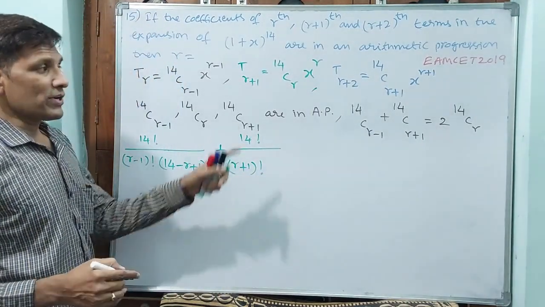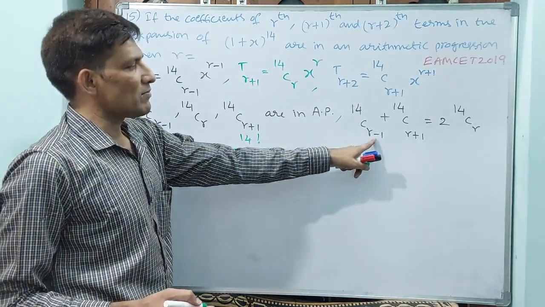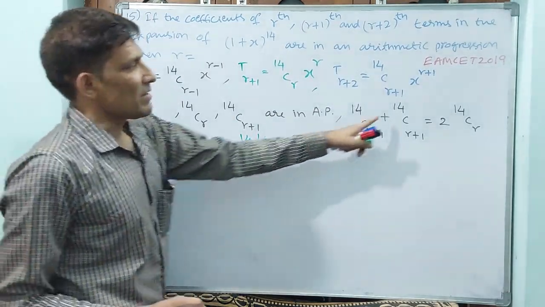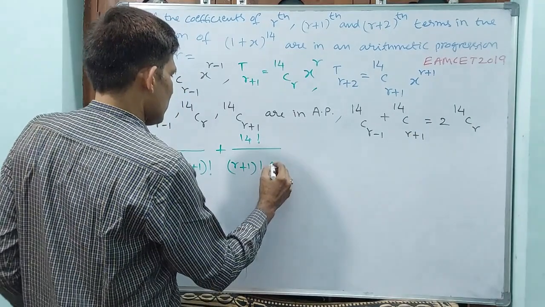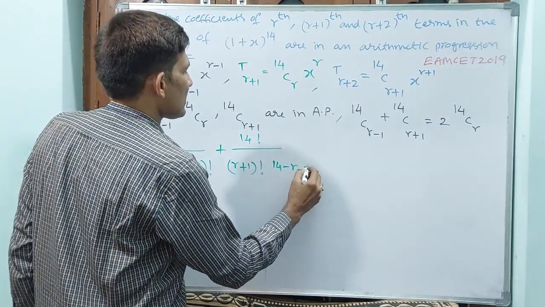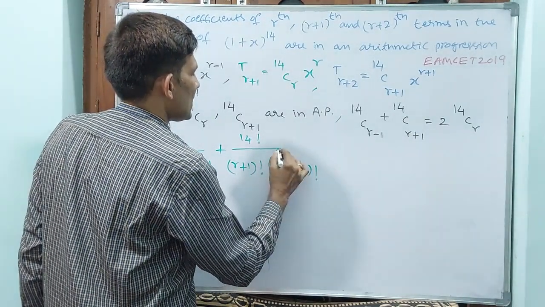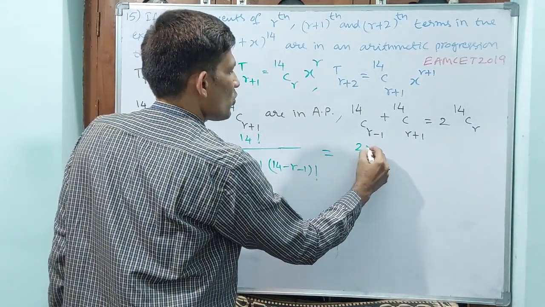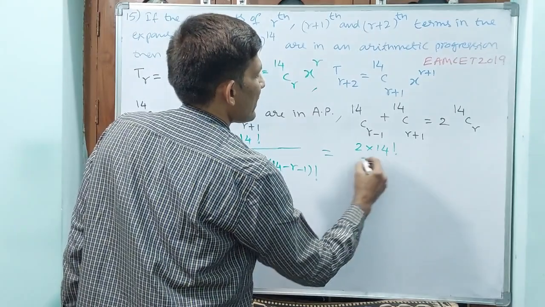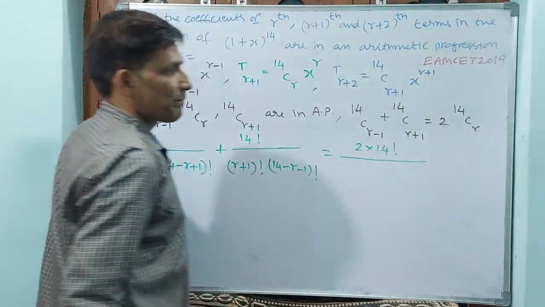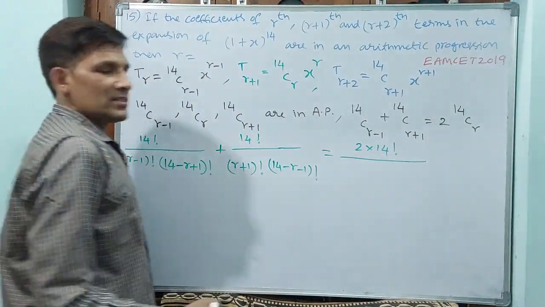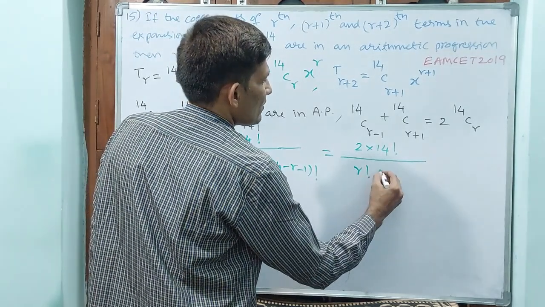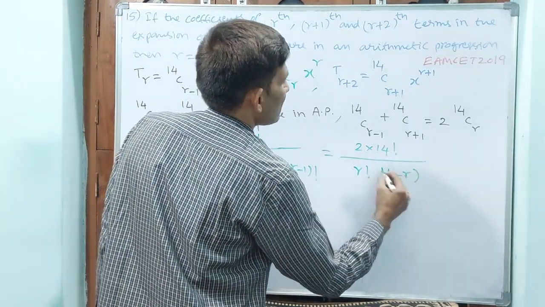And now you see 14 minus r minus 1, because here minus was there, then the plus has come. But here 14 minus r minus 1 factorial. This is equal to 2 times, that means 2 into 14 factorial by r factorial, 14 minus r factorial. Okay.